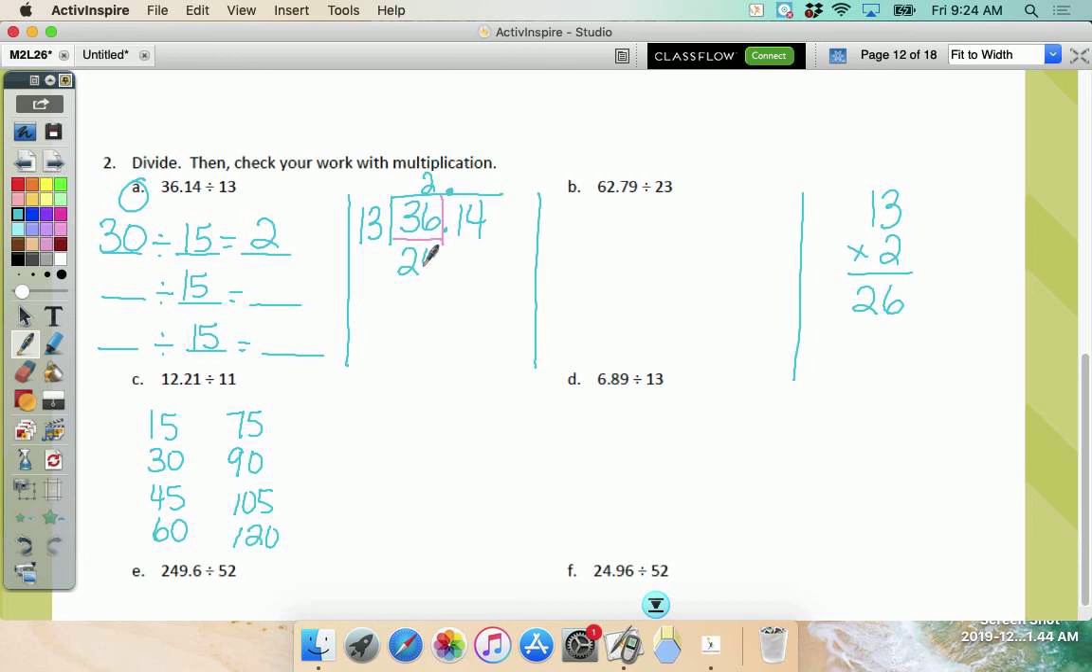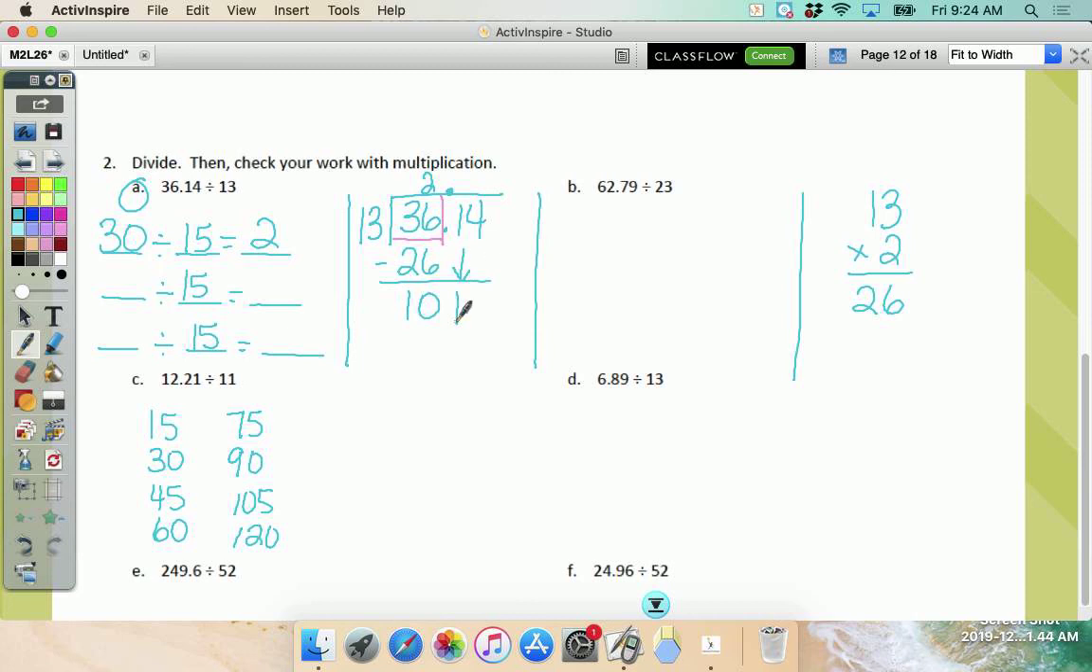Is 26 going to work? Yes. Okay. And when I subtract, I get 10. Is 10 less than 13? Yes. So I can bring down my 1.